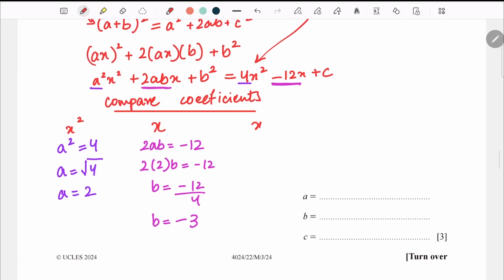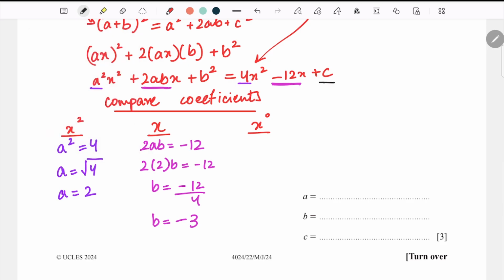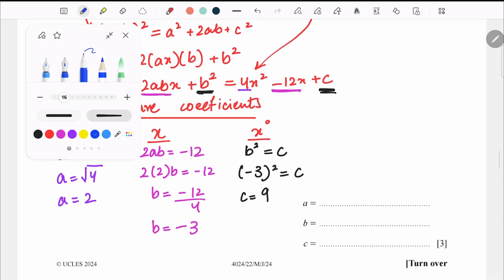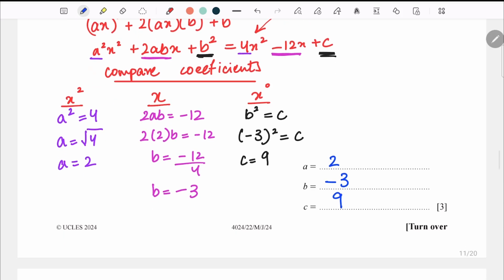Now the coefficient of x0 is basically the constant. So here the constant is c, and on the other side the constant is b square. So b square is equal to c. B we found out was minus 3, that is equal to c. So c is equal to 9. So our final answers will be A is equal to 2, B is equal to minus 3, and C is equal to 9.